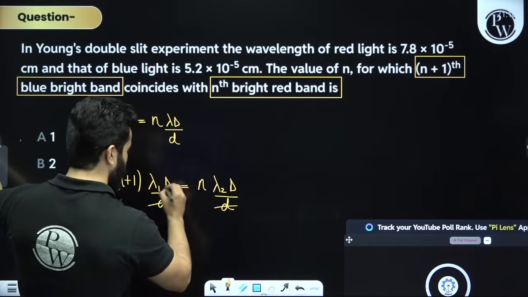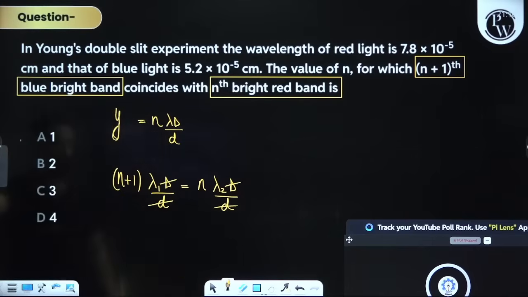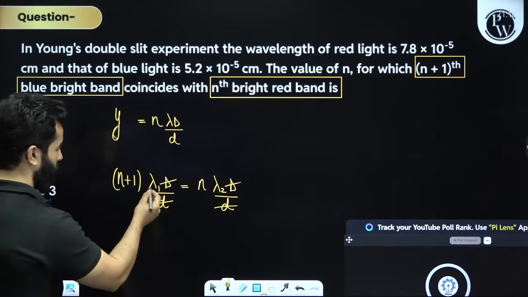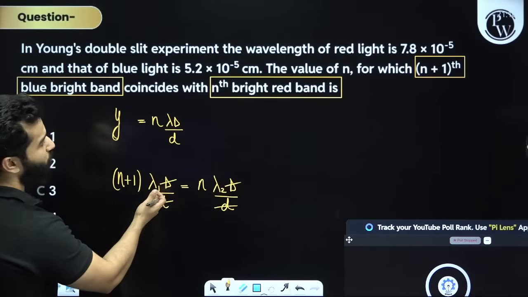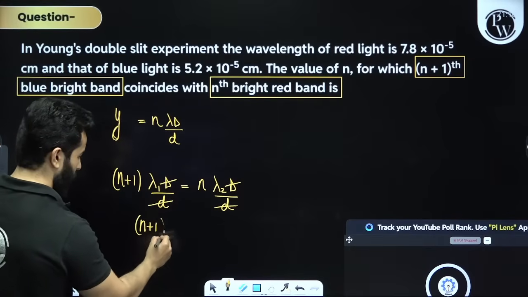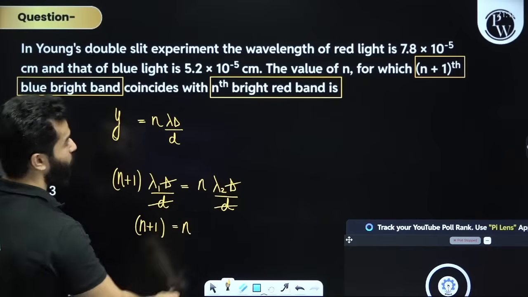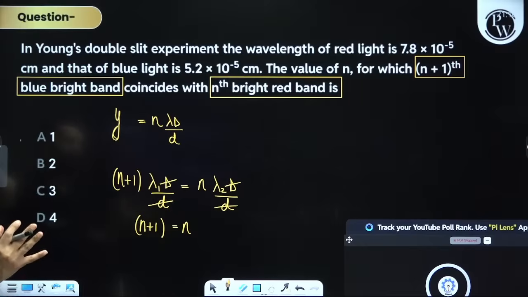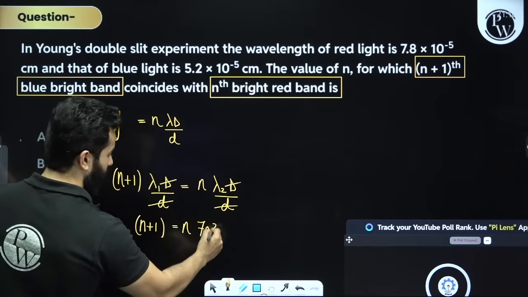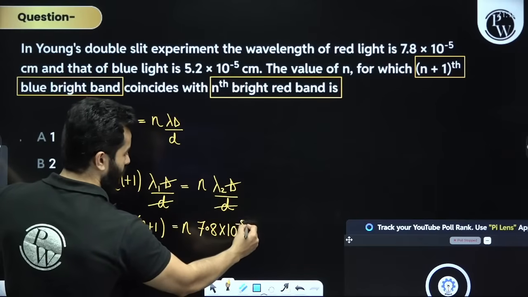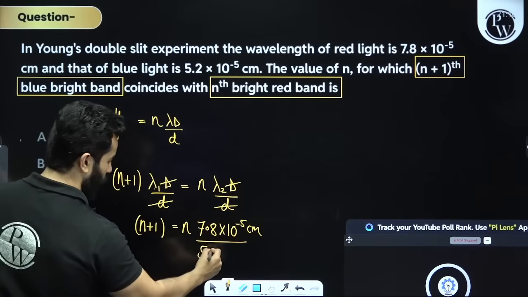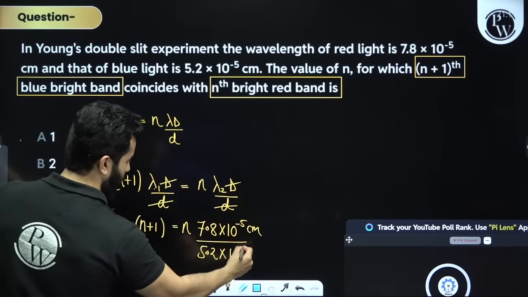So small d gets cancelled out, capital D gets cancelled out, and when we are going to put the values, dosto, I think now you guys can solve it. This will become, hopefully this gets cancelled out here anyway. Let's see, n plus 1 is equal to n and lambda 2. By the way, n is for red, so lambda 2 is for red. Red is 7.8 into 10 to the power minus 5 centimeter divided by lambda 1, and lambda 1 is 5.2 multiplied by 10 to the power minus 5 centimeter.